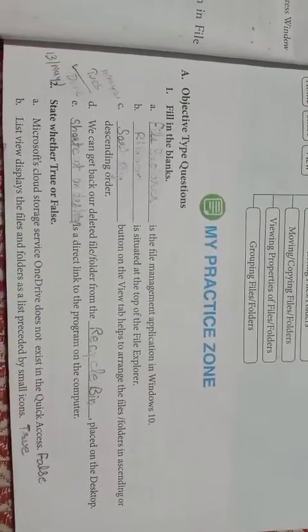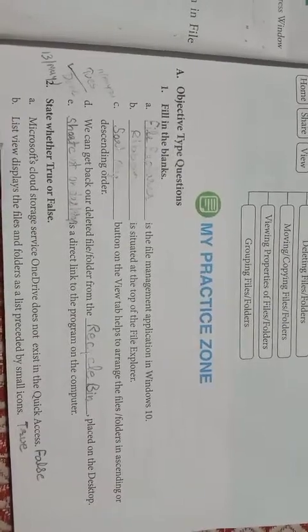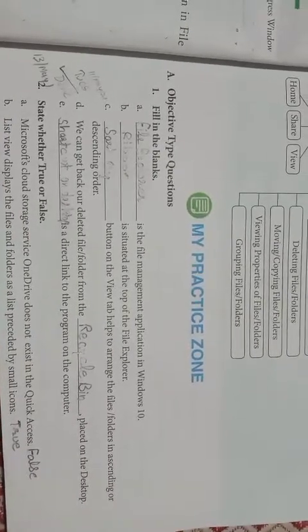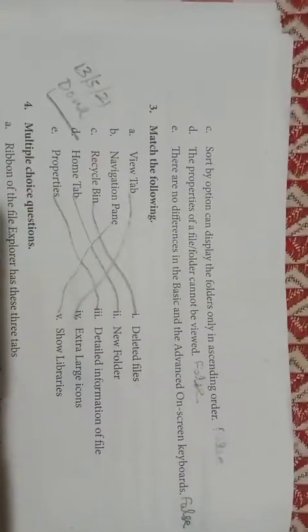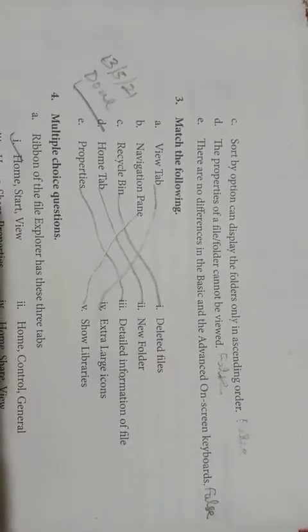List view displays the files or folders as a list preceded by small icons. True, absolutely correct. The Sort by option can display the folders only in ascending order. False, because it shows in ascending or descending order.